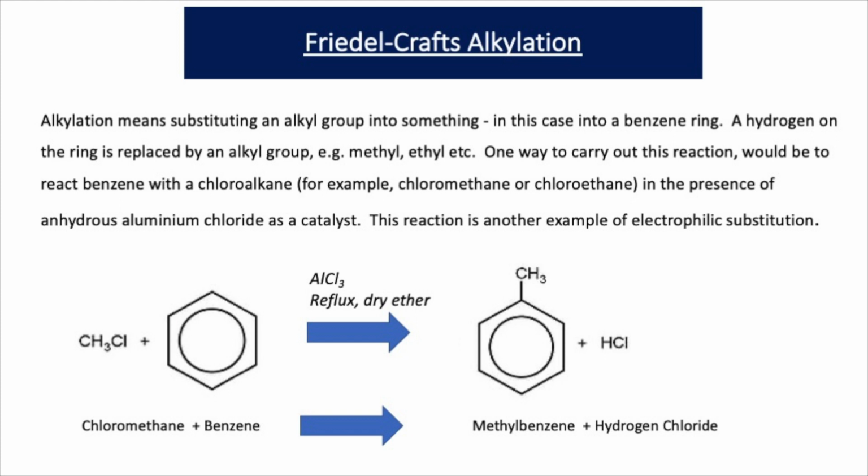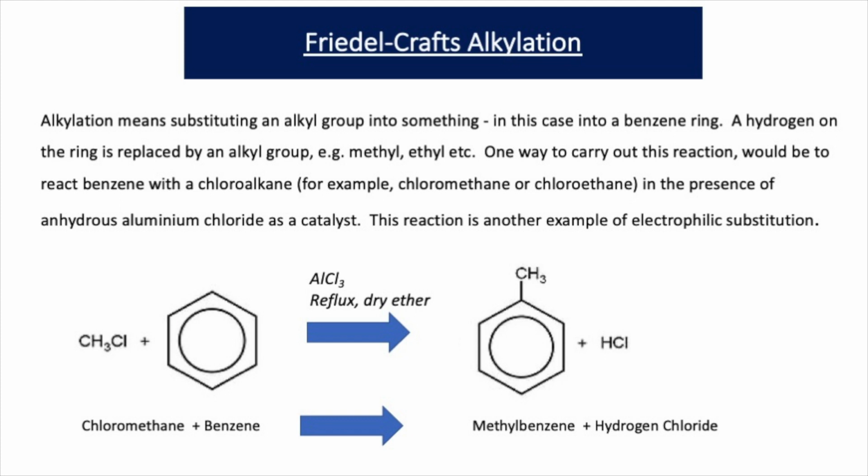Now to carry out this reaction, benzene is treated with a halogenoalkane. So for example, benzene could be treated with a chloroalkane such as chloromethane or chloroethane in the presence of a catalyst such as anhydrous aluminium chloride. And once again, the catalyst is responsible for making the electrophile, which speeds up the reaction, and the reaction is an example of an electrophilic substitution reaction. Now if we look at the equation here, we have chloromethane plus benzene goes to methylbenzene and hydrogen chloride.